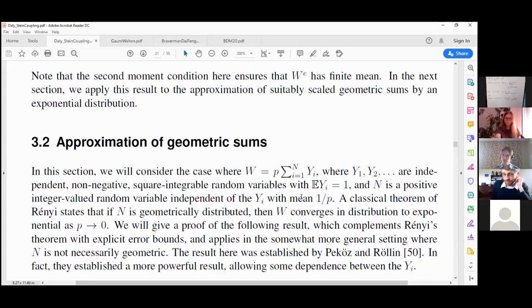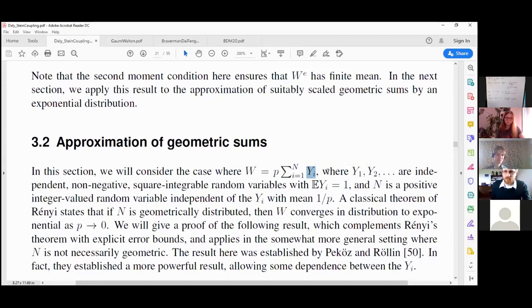Actually, their result is a lot more general than that. In the paper that we'll base this on, they're thinking about random sums where the number of terms is not necessarily geometric anymore, and they even allow some dependence between these random variables Y. So Rényi's classical result is about geometric sums of independent things, but the work that I'm basing this on actually gives us upper bounds for any random sum of a possibly dependent sequence of random variables.